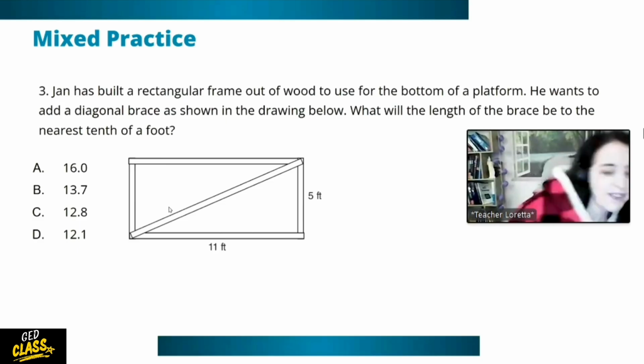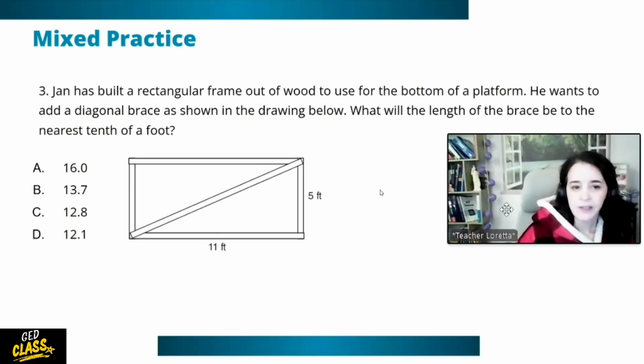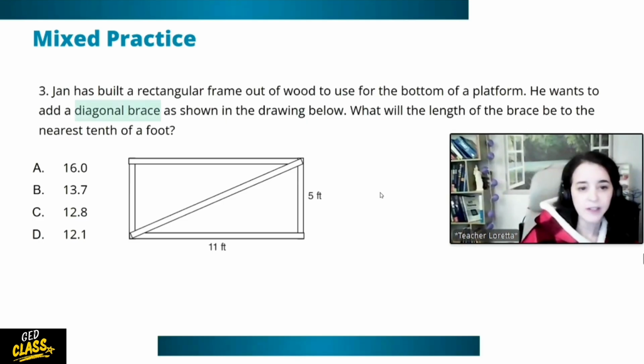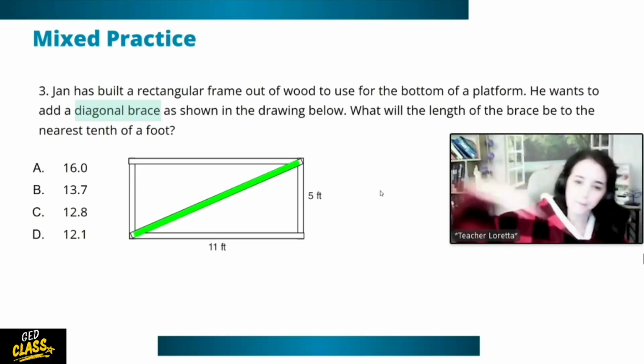All right. Fantastic work in the poll, you guys. Let's talk this one through. So now the question is asking us for the diagonal brace. So the diagonal brace must be this one here, right?